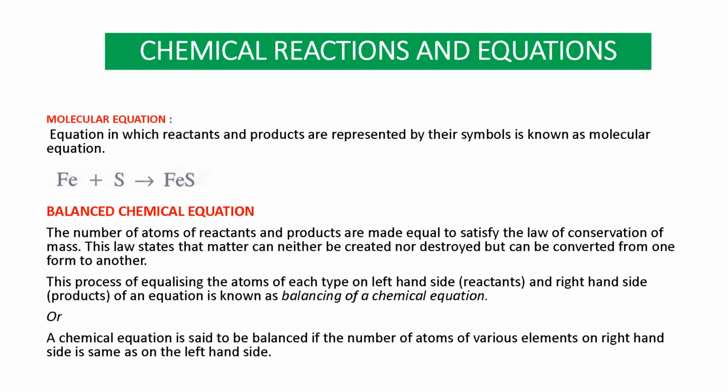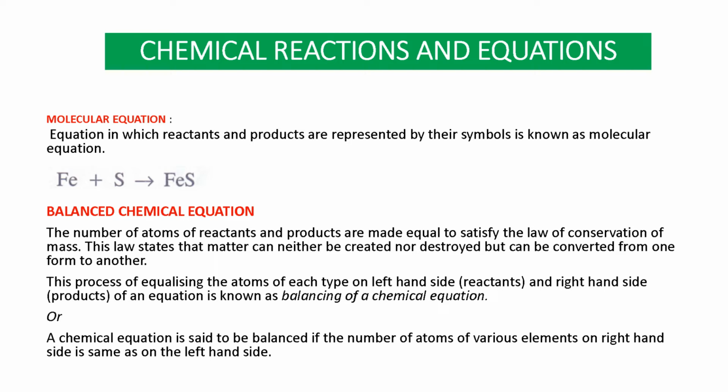The next topic is the molecular equation. What is a molecular equation? When reactants and products are represented by their symbols, we call it a molecular equation. Example: iron plus sulfur gives iron sulfide. In this reaction you can see there are symbols or formulas. So this is called a molecular equation.